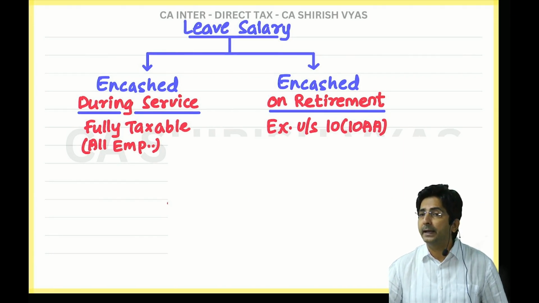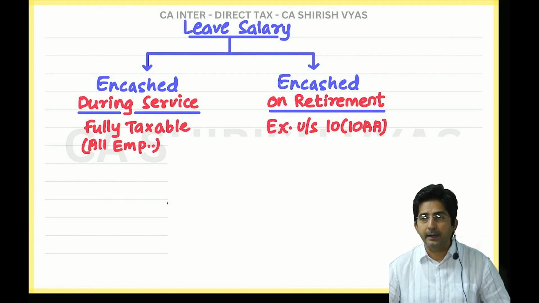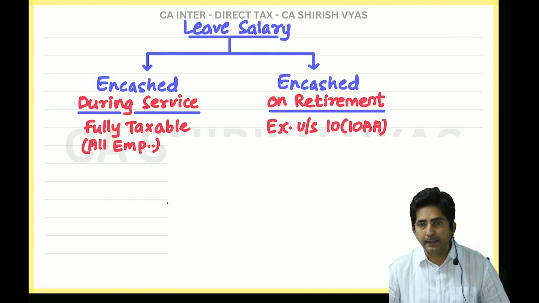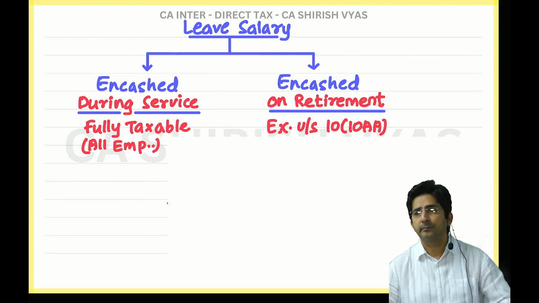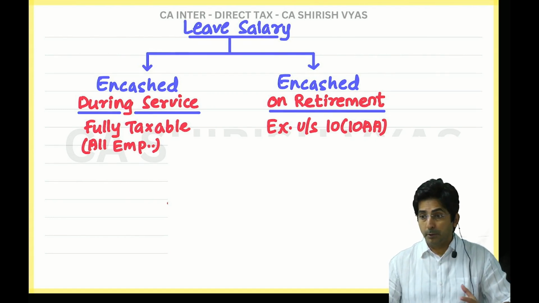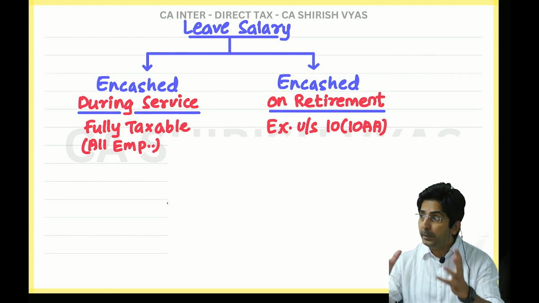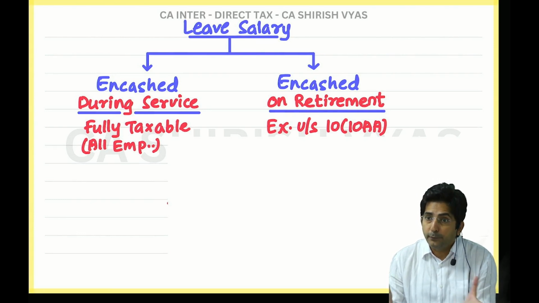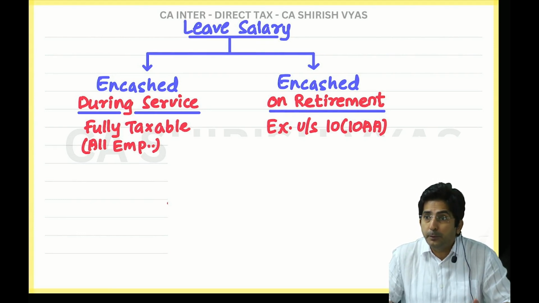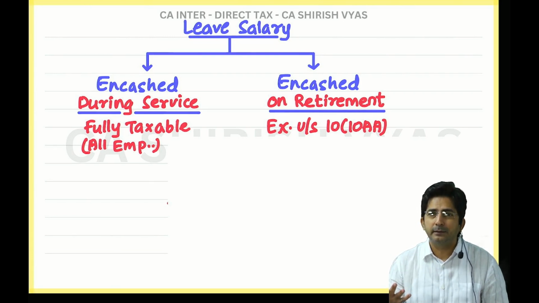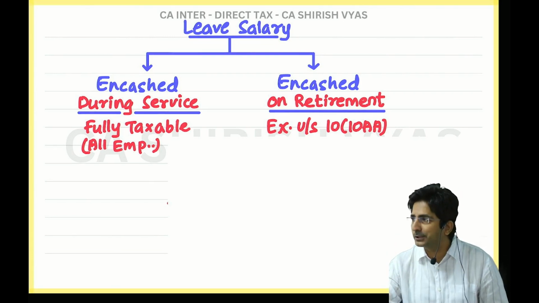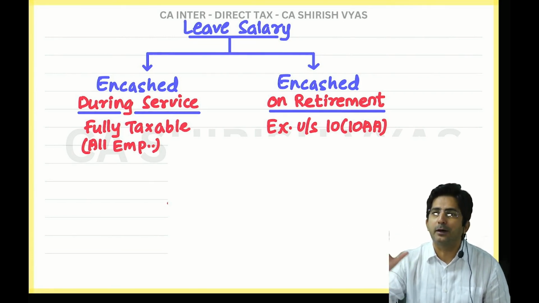What was 10(10)? Gratuity. 10(10A), pension. 10(10AA), leave salary. It is exempt. Why exempt? Because on retirement you will get a big amount, and if such a big amount becomes taxable, the tax will be too much. And what does the government feel? A retired person, the government doesn't want to harass him.